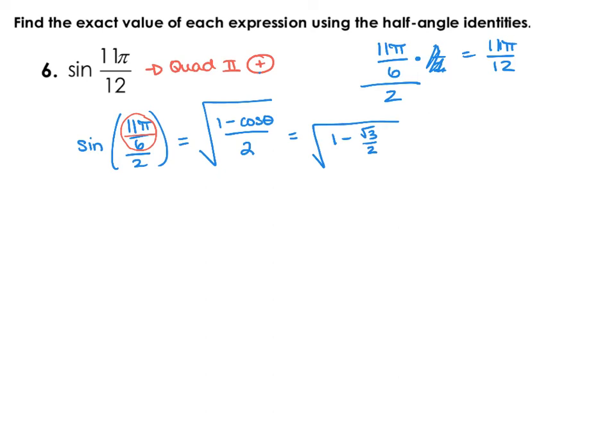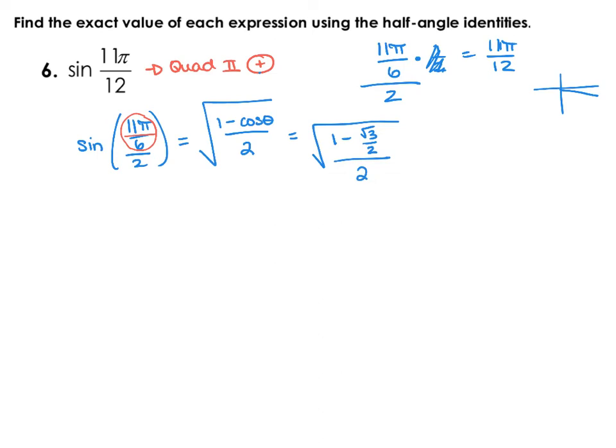And 11 pi over 6 is going to be just shy of 2 pi. You can draw it over here. Just shy of 2 pi, so my cosine value will be positive. So this works out just right, 1 minus a positive square root of 3 over 2, all over 2.